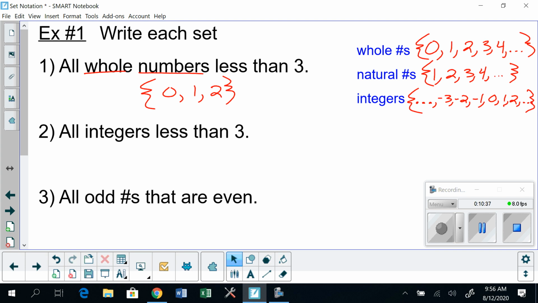I'm going to just make a little note here. This is a finite set. It contains only 3 elements. That is a complete list. It is a finite set. All right, let's go to number 2.